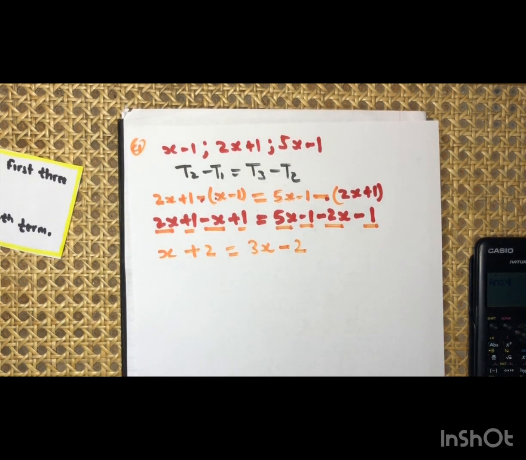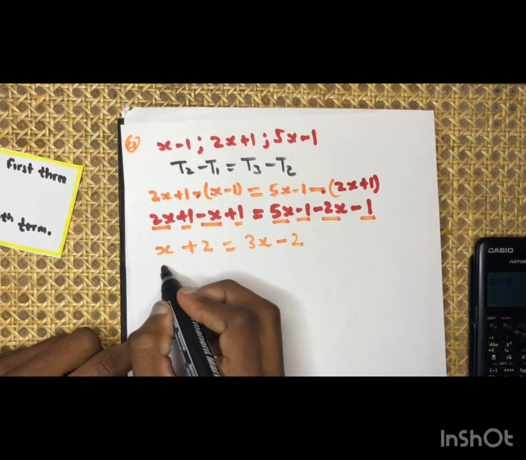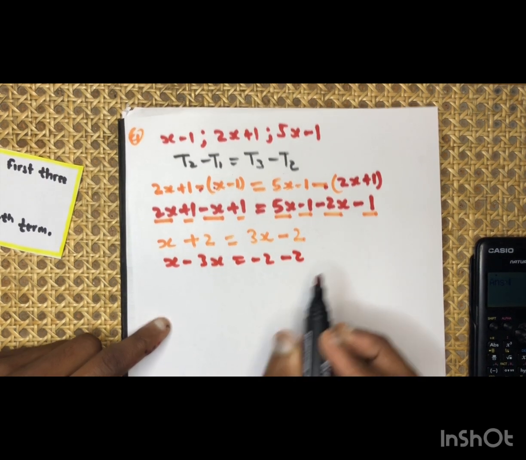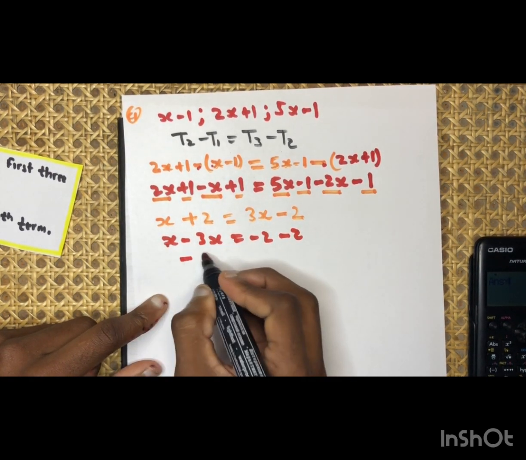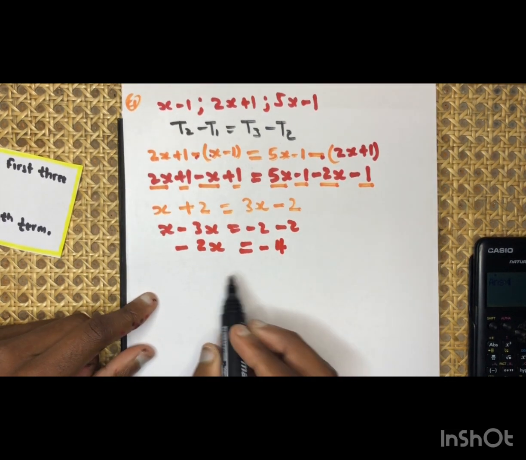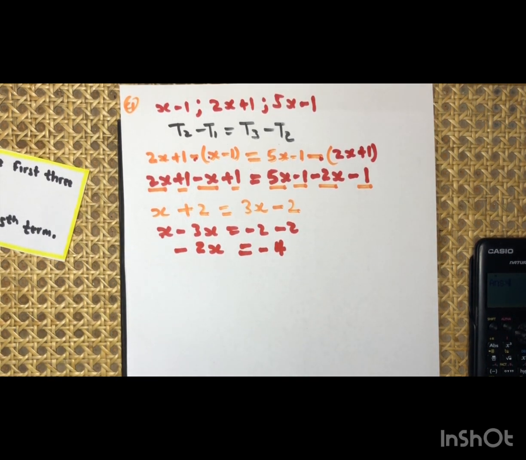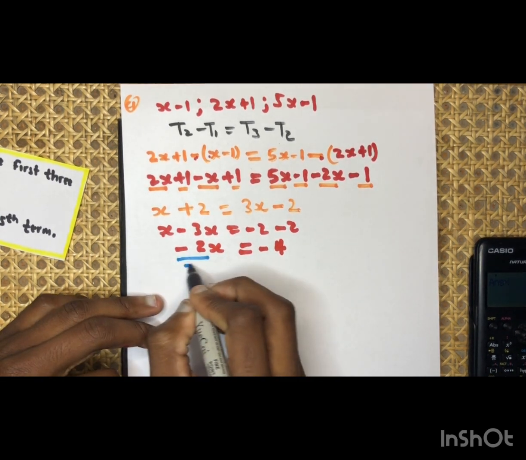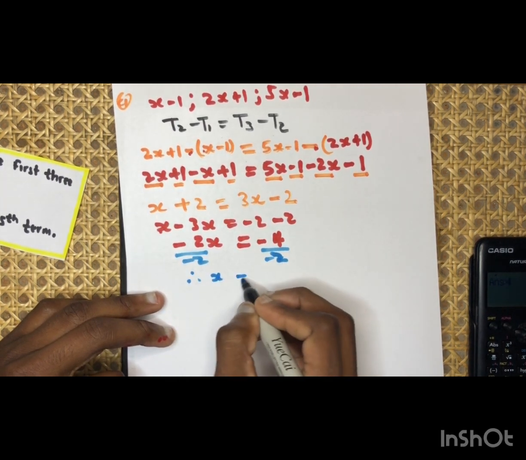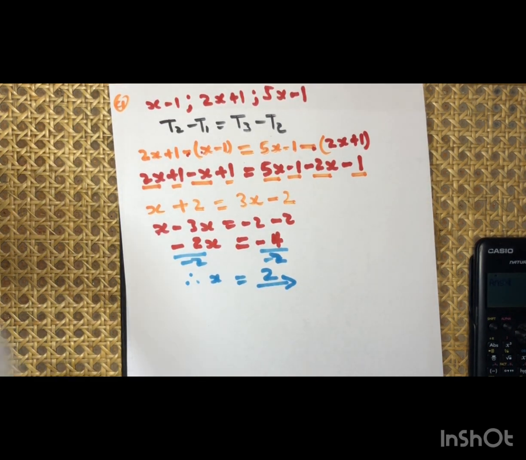Right, now I'm going to take the x's to that side and the 2's to that side. So I'm going to have x minus 3x, then minus 2, minus 2. So x minus 3x, we get negative 2x. Negative 2 minus 2, we get negative 4. Then what must I do next? I hear you guys saying that we must divide both sides by negative 2. Yes, that's good. So therefore my x is going to be 2 in this case. Understand?